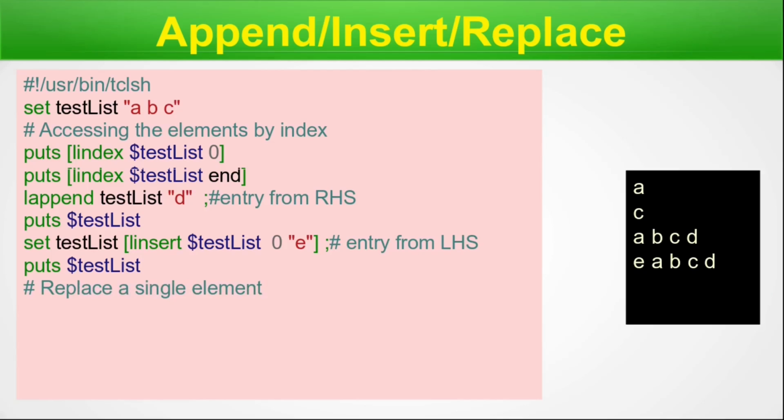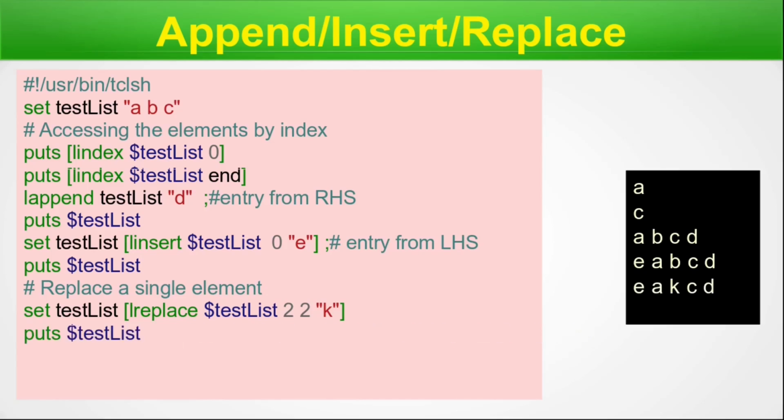Replace a single element. So we can use the L-replace procedure in the test list. You can see in the rectangular bracket here, the first argument is $test list, which is the list, and then we give the range from 2 to 2. So it will start at 2 and end at 2, and it will stay at 2 and replace with K. If we echo it, what will happen? That B is now replaced with K.